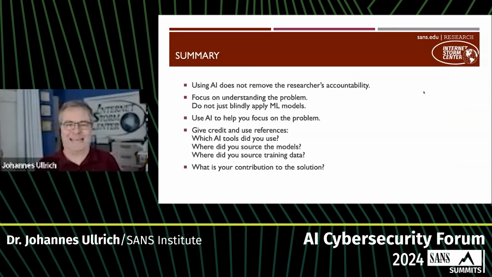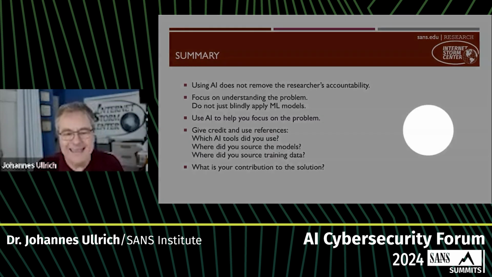So, just a quick summary. We have about a minute left. Basically, as a researcher, AI does not remove your accountability. The researcher is responsible for the results and is also responsible for giving credit. Credit is not conserved. You can give credit, and that doesn't take away from your effort to better understand the problem, to solve a new facet of the problem. So which tools did you use? Where did you get your data from? How did you use the data? How did you use the model? That can be your contribution.